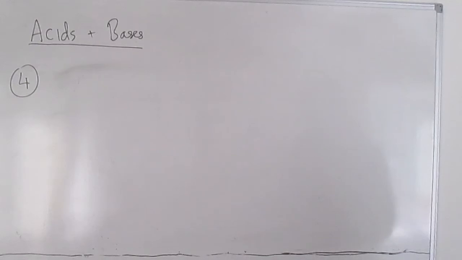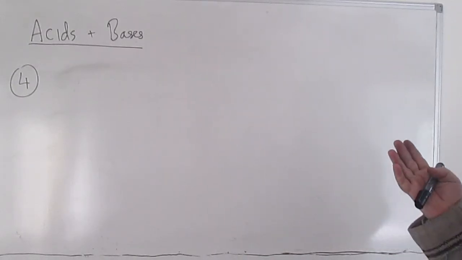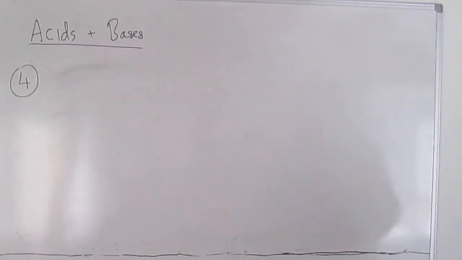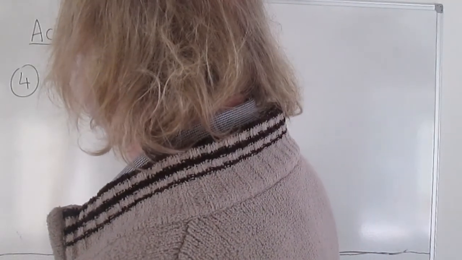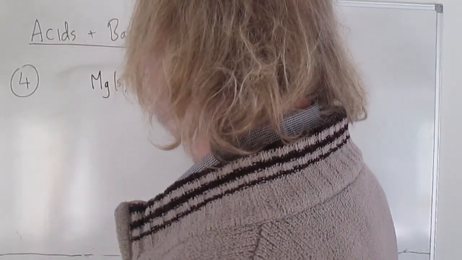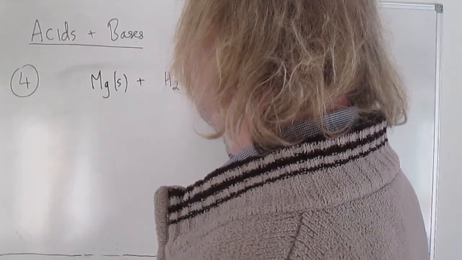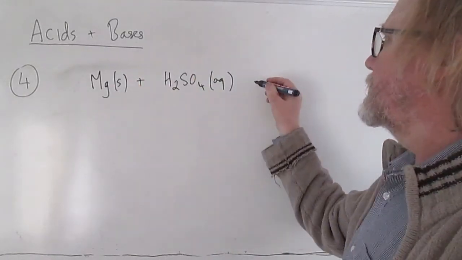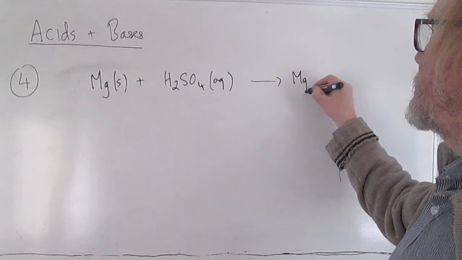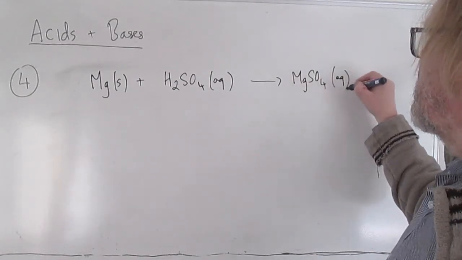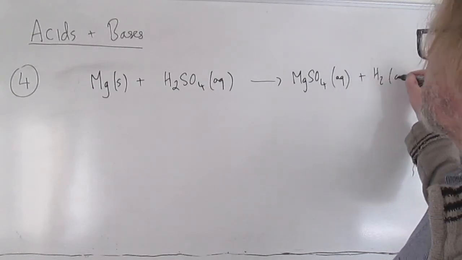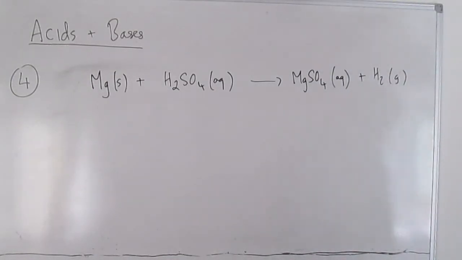Now it's really important that you realise that this is a different sort of reaction. It often gets lumped together with the acid-base reactions because obviously it involves an acid. But if we write the equation, we have magnesium plus sulfuric acid. So acid plus metal goes to salt, which will be magnesium sulfate. So it makes a salt just like the other reactions do, plus hydrogen. And that's your reaction, and it just balances straight off.